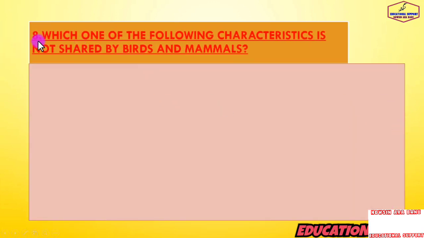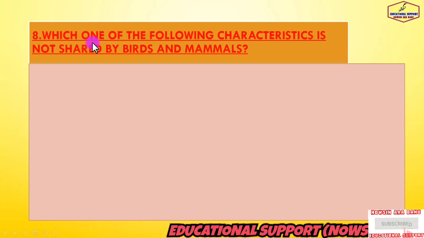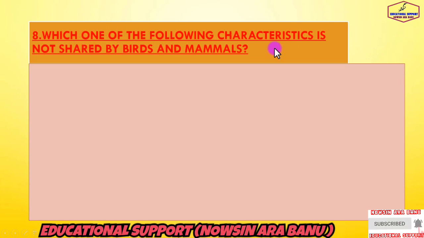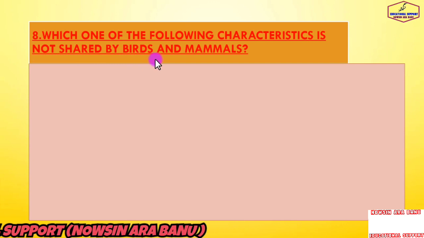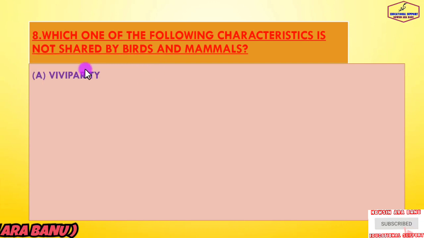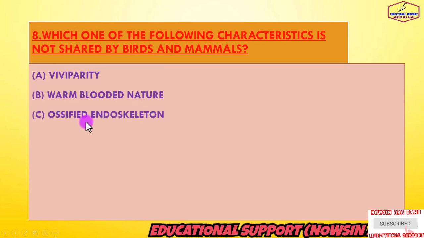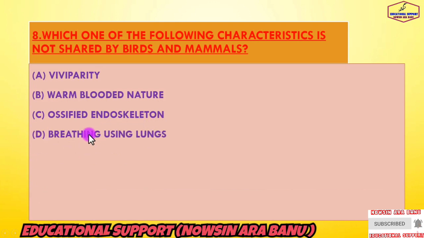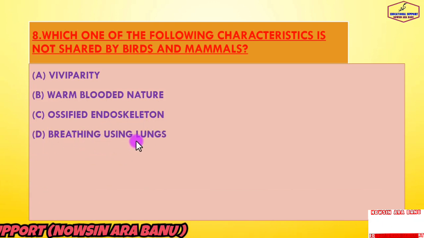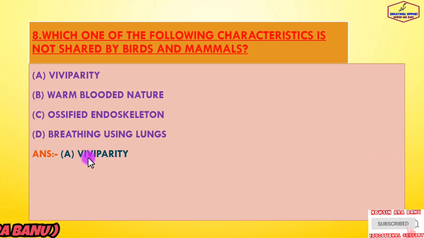Now question number 8. Which one of the following characters is not shared by birds and mammals? And the options are viviparity, warm-blooded nature, ossified endoskeleton, and the last one is breathing using lungs. So the answer is option A, viviparity.